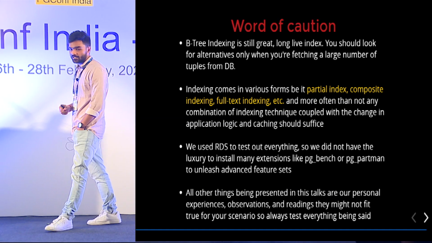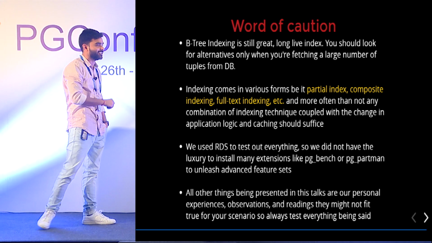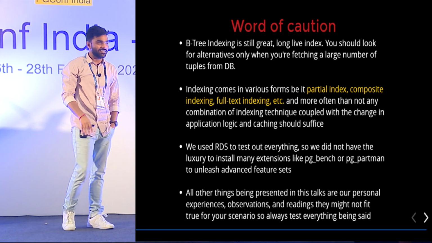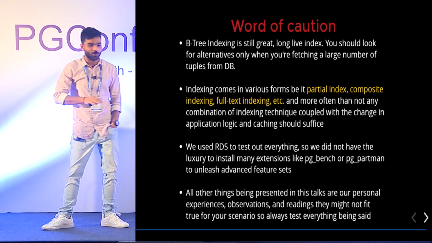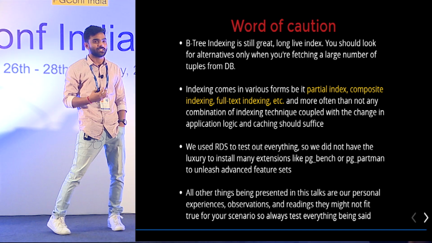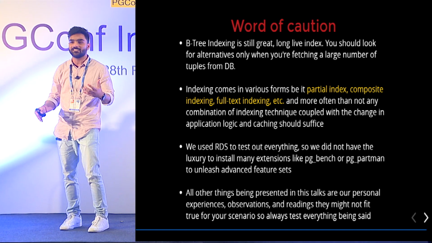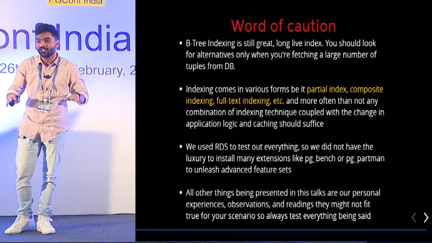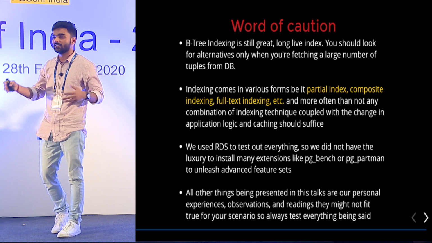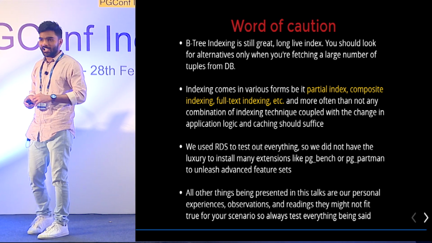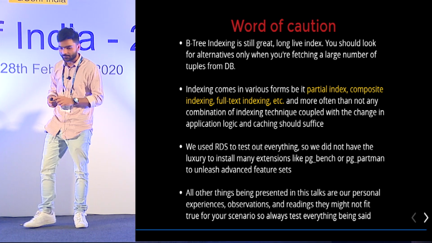Some word of caution here, you might say, okay, declarative partitioning is good, I'll go home and implement declarative partitioning. But no, B-tree indexes are still great. I would say long live indexes. You should look for alternatives only when you are fetching a large number of tuples from DB. In those cases only, you should look for alternatives. Other than that, B-tree indexes, BRIN indexes are great options. Indexes come in various forms: partial indexes, composite indexes, full text indexes. And more often than not, a combination of those indexes will work for your use case.